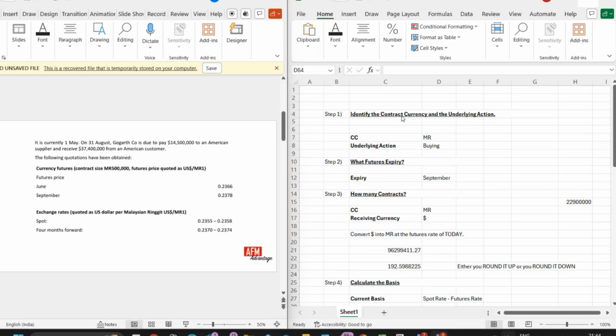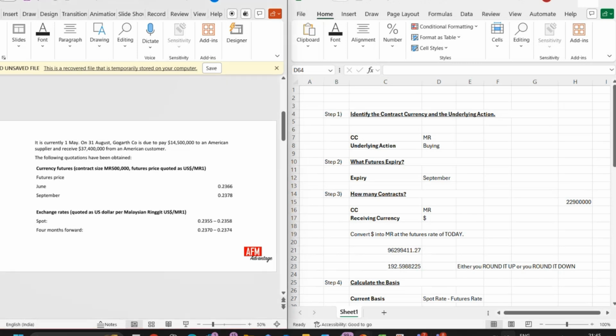So, the first step in a futures transaction is always to identify the contract currency. Over here, the contract currency is MR. How exactly? Because the contract size clearly says ringgit 500,000. So, we have identified the contract currency, right? What is the underlying action?